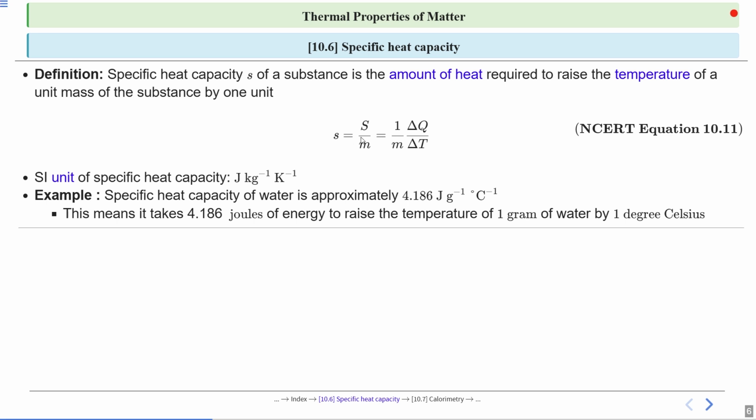So, according to the definition, the specific heat capacity s of a substance is the amount of heat required. The specific heat capacity of water is this one: 4.186 joules of energy is required to raise 1 gram of water by 1 degree Celsius.